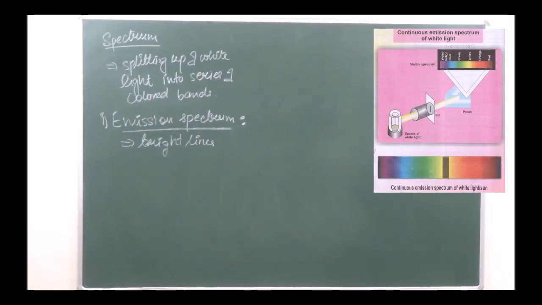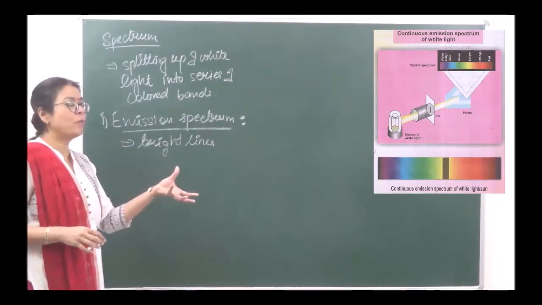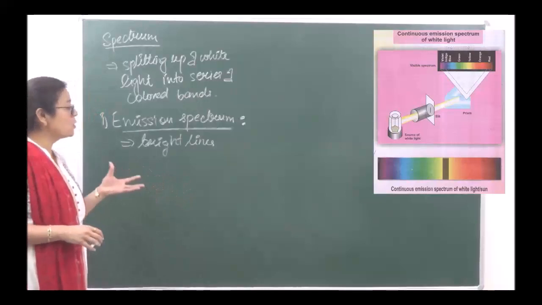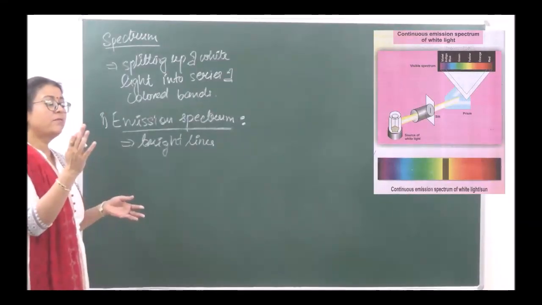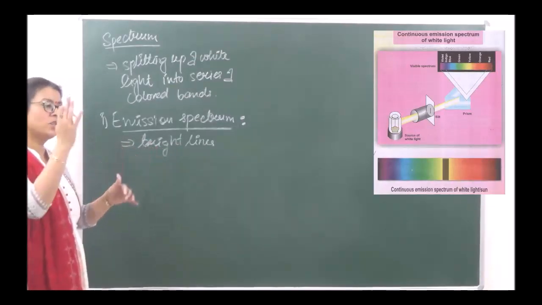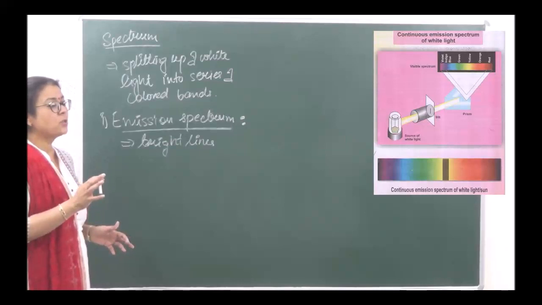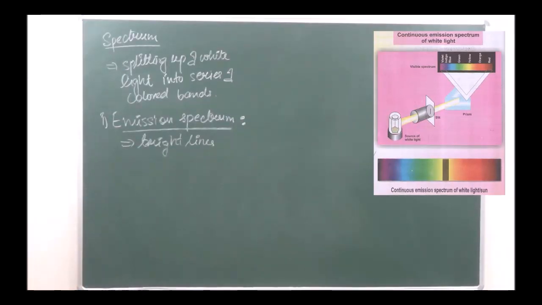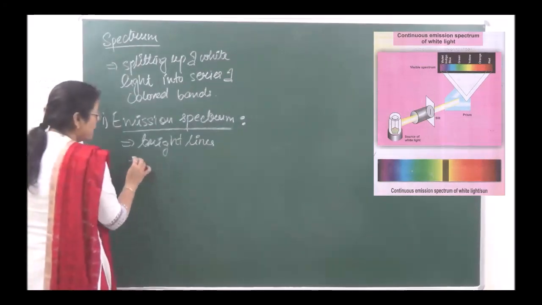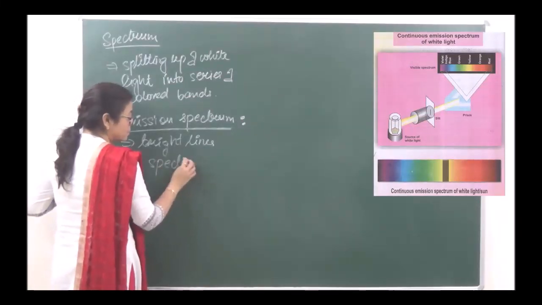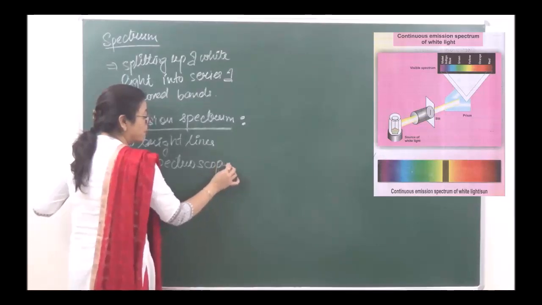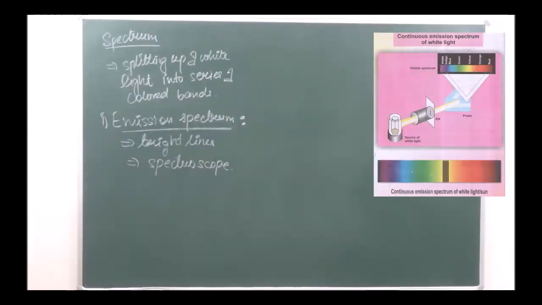Emission spectrum is obtained when radiations emitted by the excited substance are analyzed. We take a source of light and let that source of light pass through a prism, right? When it passes through a prism and we put a screen, we see various bright lines coming on a dark screen. So that is what an emission spectrum is. It is analyzed with the help of a spectrometer or spectroscope. A spectroscope is a device to analyze the spectrum.